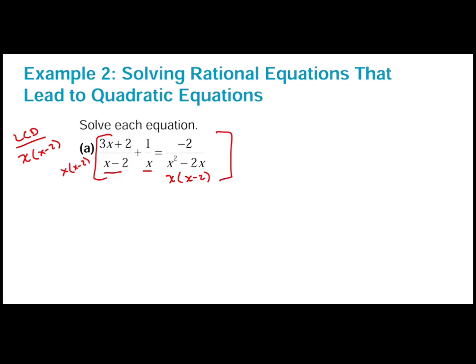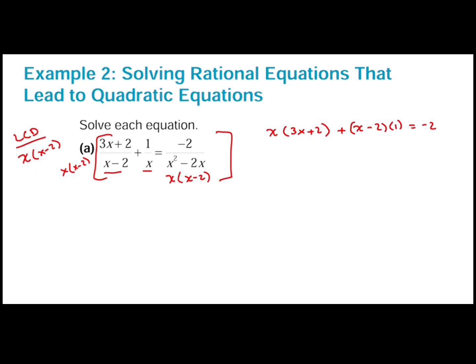Now, this is going to leave us with what? x times 3x plus 2. All right, then we're going to have what? Plus, and then this was going to have what? We're going to have x minus 2 times my 1. Then we're going to have equal to negative 2. So just keep that in mind when we do this.